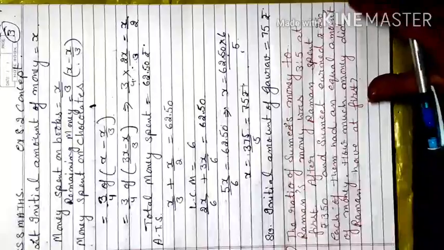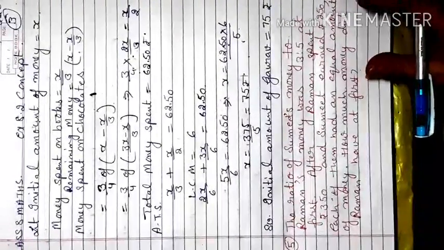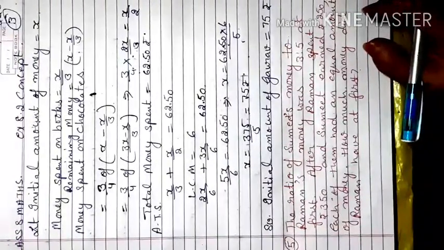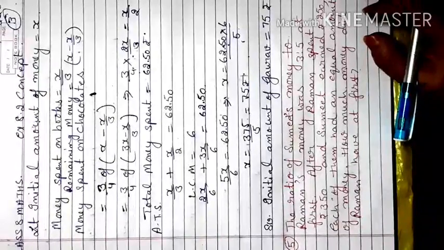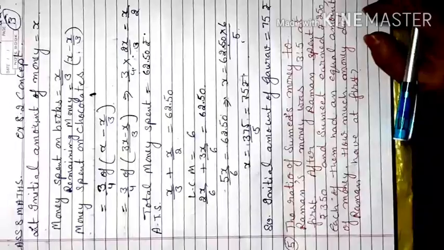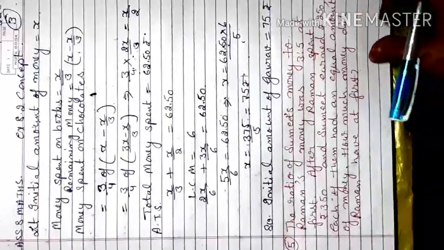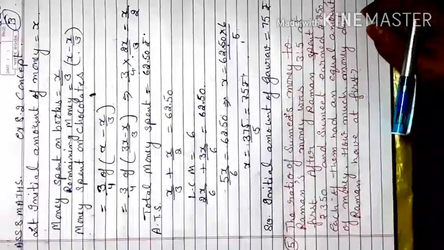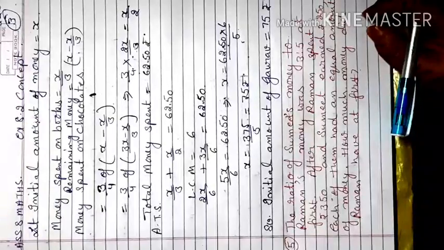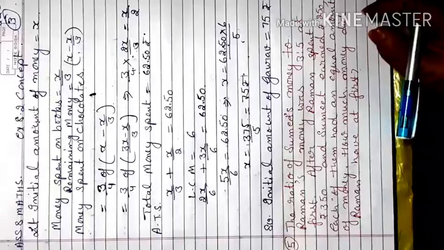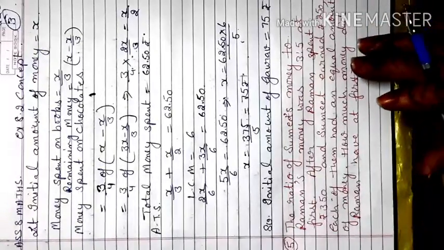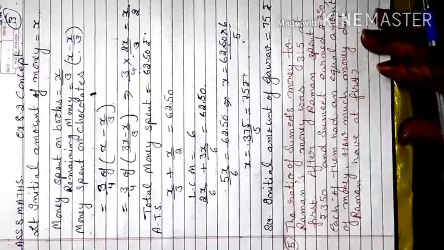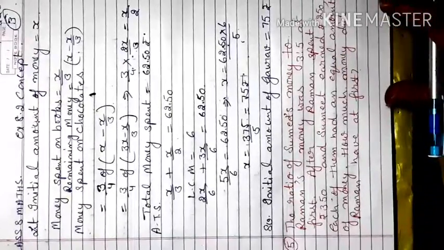Next, your fourth question. The statement is: Gaurav spent 1 by 3 of his pocket money on books. Gaurav has some pocket money when he went to the market. We don't know the initial amount, but he spent 1 by 3 part on books, and 3 by 4 part of the remaining money on chocolates. The total money he spent in the market is 62.50. You have to find his initial money.